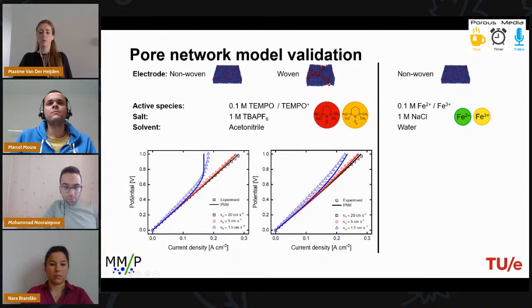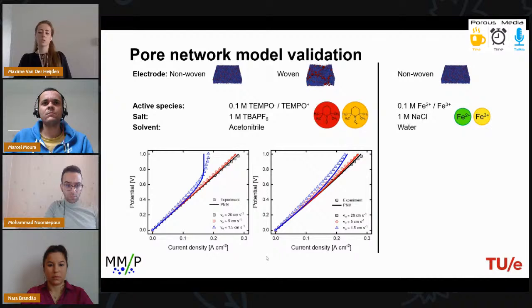These graphs show a polarization curve, which shows the performance of the system by plotting the applied potential on the y-axis and the current density on the x-axis. In this graph, I plotted the experimental data in symbols and the model as a line, and I plotted the performance for three different velocities. When analyzing the performance of this electrolyte for both the non-woven and the woven electrode, you can see that the model fits the experimental data very well.